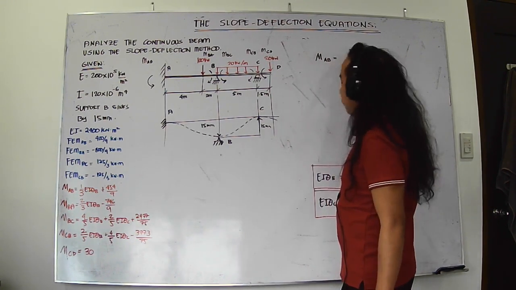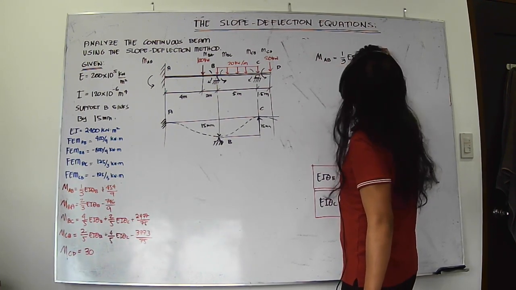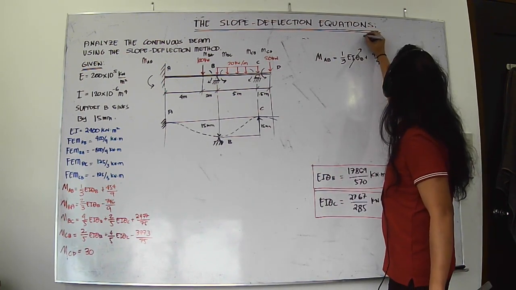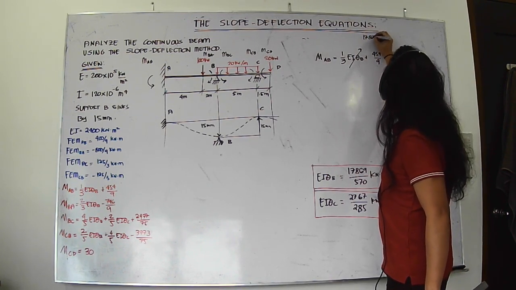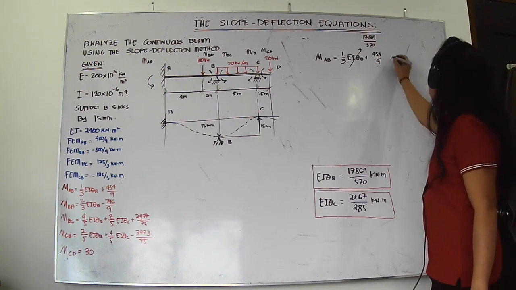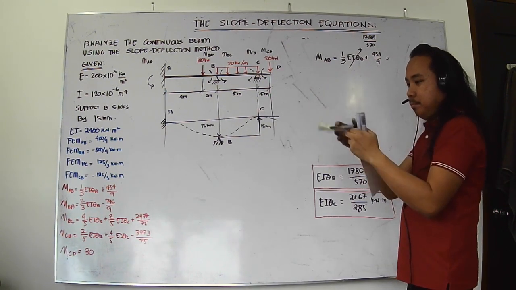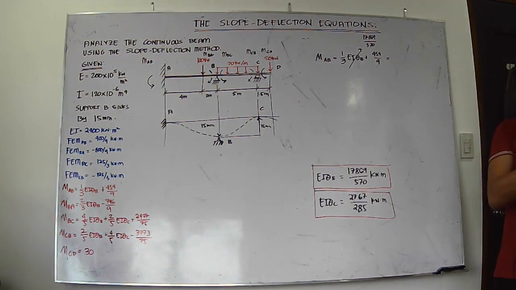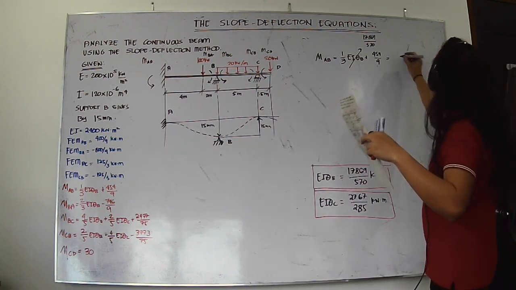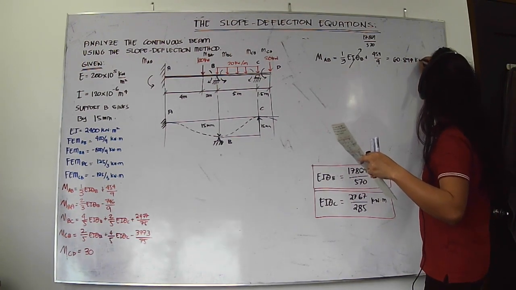MAB is equal to 1/3 EI theta B plus 454 over 9, right? EI theta B is equal to what we had earlier, 17,869 divided by 570. Substitute it and we will arrive with the number 60.894 kilonewton meters. Okay?